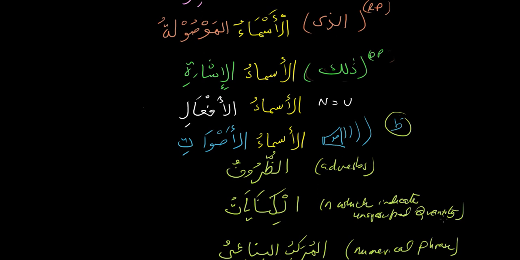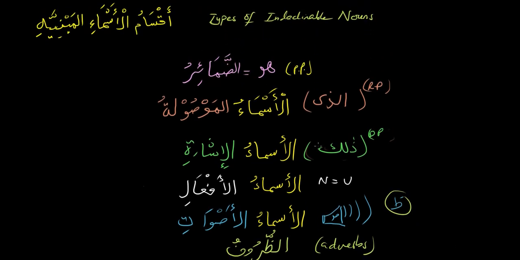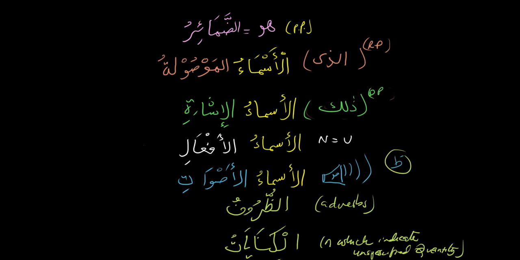How are we going to memorize this? These are mabni nouns. The first one is easy. It is huwa, which is dhamir, a personal pronoun. The next four are asma: allazi, zalika. Allazi is a relative pronoun. Zalika is a demonstrative pronoun, showing where this is, right here and there.